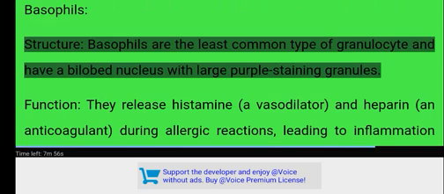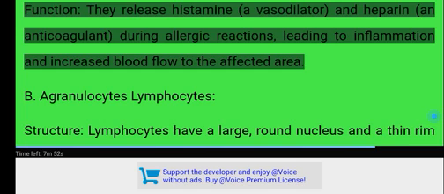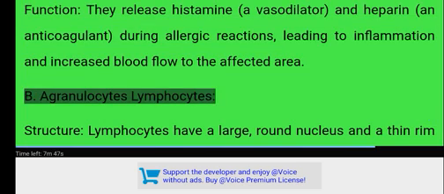Basophils are the least common type of granulocyte and have a violet nucleus with large purple staining granules. Function. They release histamine, a vasodilator, and heparin, an anticoagulant, during allergic reactions, leading to inflammation and increased blood flow to the affected area. Beta granulocytes, lymphocytes.